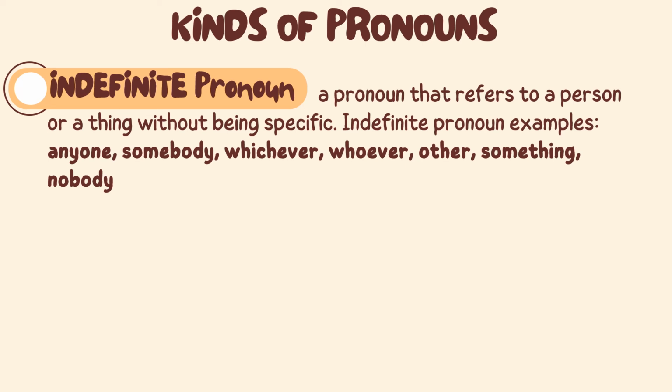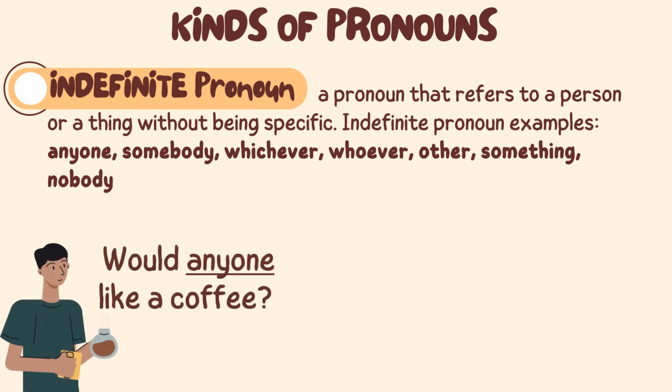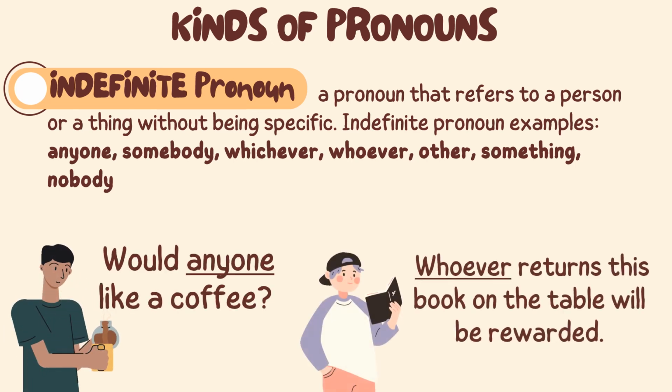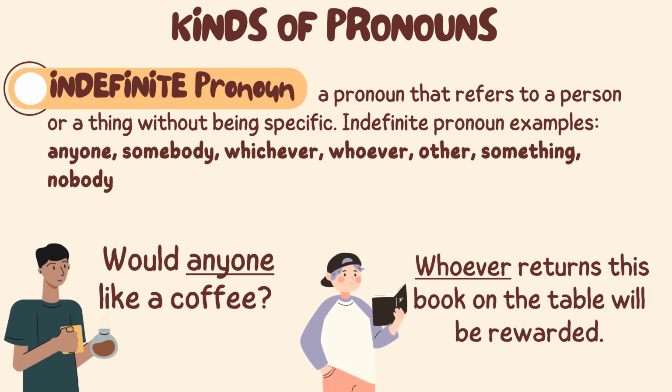The next kind of pronoun is called indefinite pronoun, which is a pronoun that refers to a person or a thing without being specific. Indefinite pronoun examples are anyone, somebody, whichever, whoever, other, something, and nobody. For example, would anyone like a coffee? Whoever returns this book on a table will be rewarded.